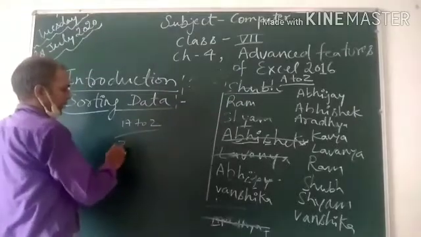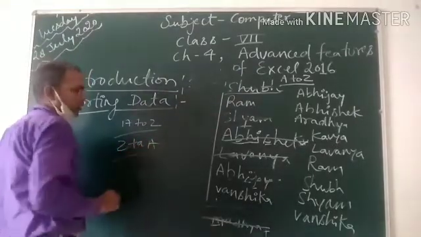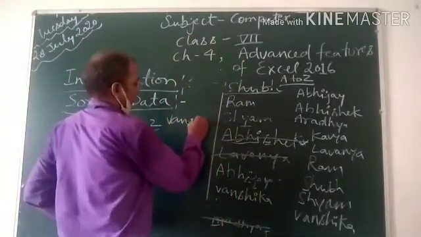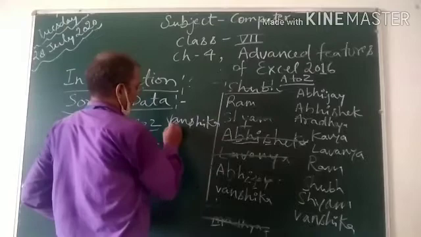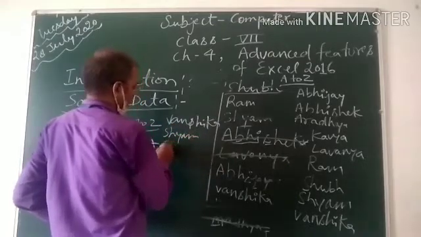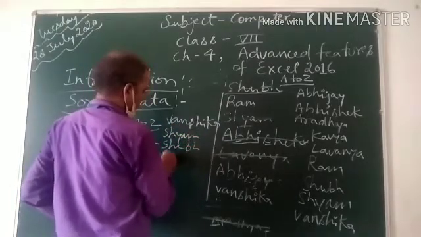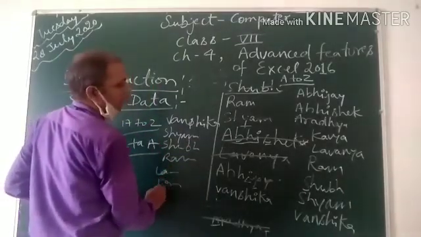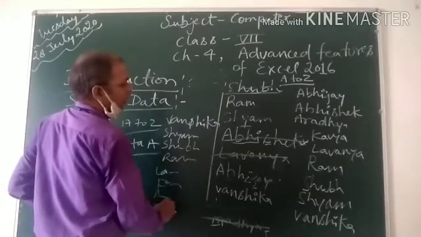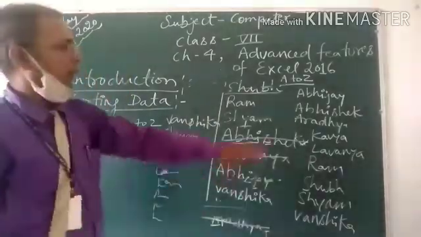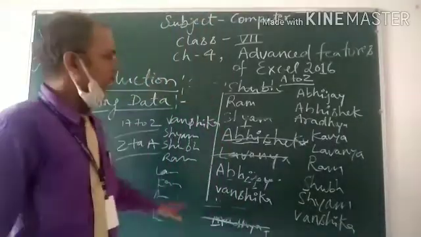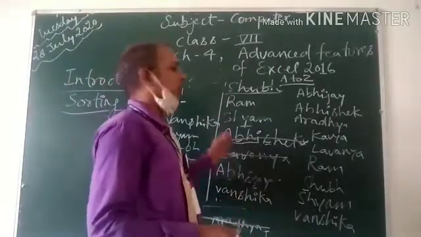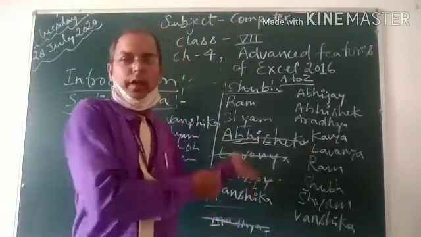If a human wants to write in Z to A manner, then the person will start from Vansika, Shyam, Shubh, Ram, Lavanya, Kavya, Aradhya, Abhishek and Abhijay. Just like that, in the opposite, descending manner. Writing it manually will take too much time. This is a manual example.